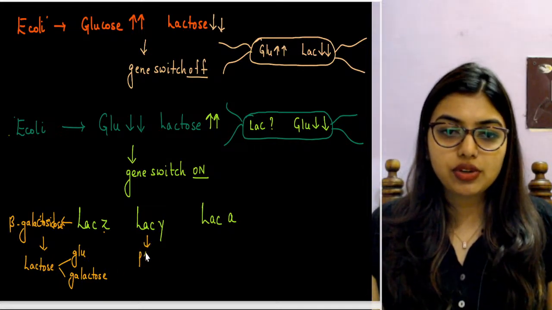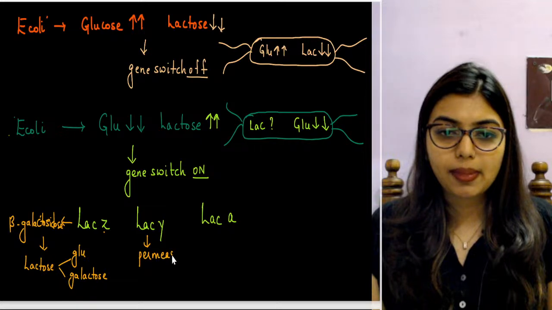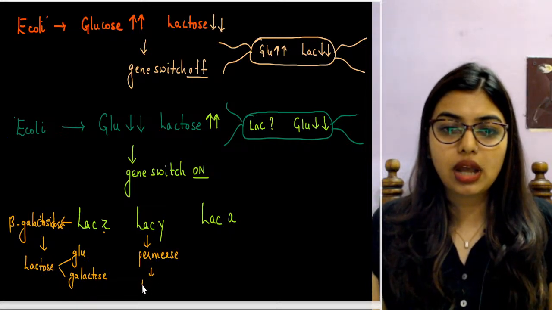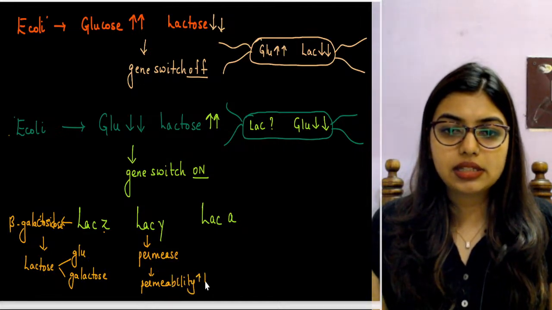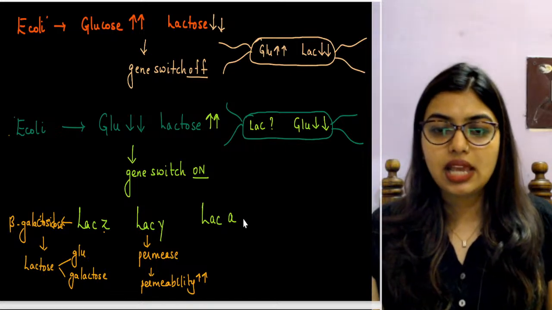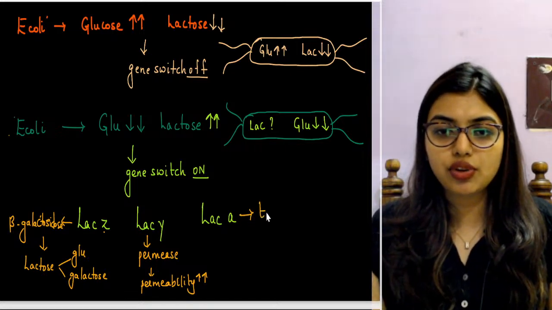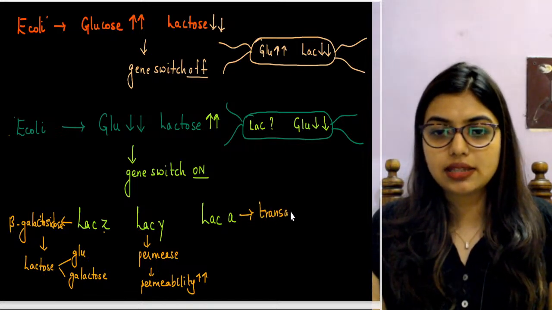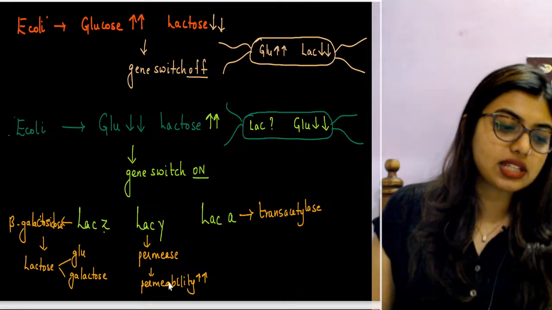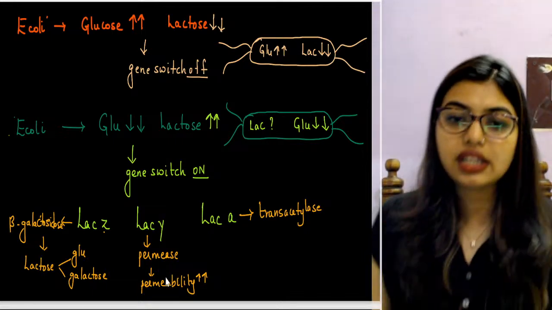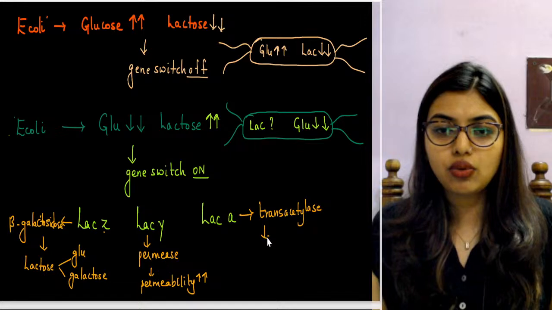Y is going to give out permease, which is going to increase the permeability of the E. coli cells. Then you have lac A, which is going to release transacetylase, which is actually going to increase the efficiency of beta galactosidase, but in your NCERT nothing is given. So here no function as such.